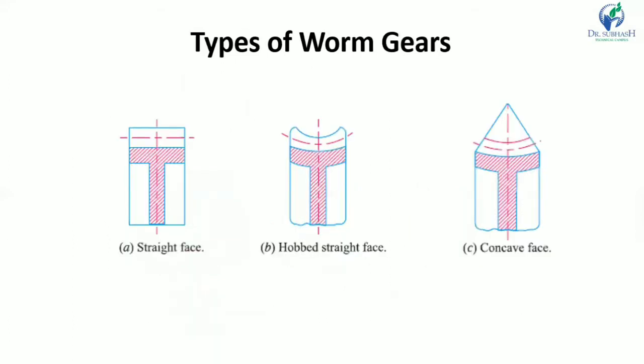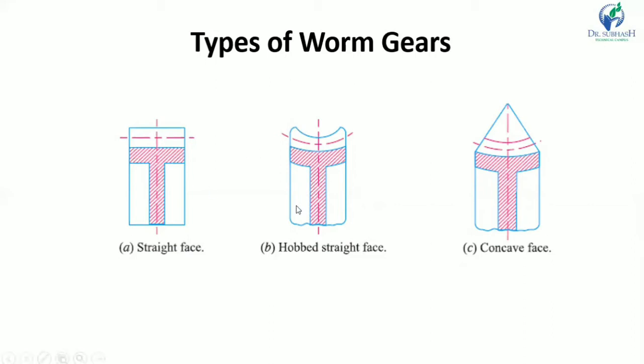Then next one is the types of worm gear. So the worm gears are of three types: straight face worm gears, hob straight face, and concave face. The straight face worm gear is like a helical gear, in which the straight teeth are cut with a form cutter. It has only point contact with the worm thread. Therefore, it is used for light service duty.